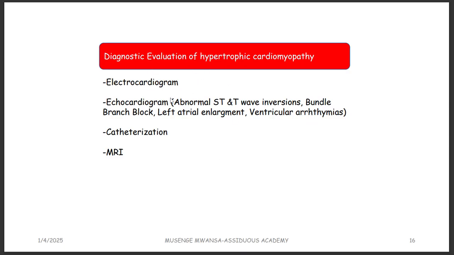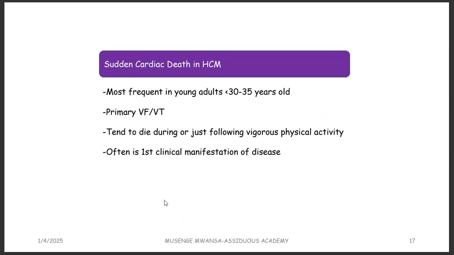How do you diagnose? You can use an ECG, electrocardiogram. You want to look at abnormal ST waves. You can also do an MRI. So sudden cardiac death can happen in hypertrophic cardiomyopathy. It's more frequent in young adults, 30 to 35.